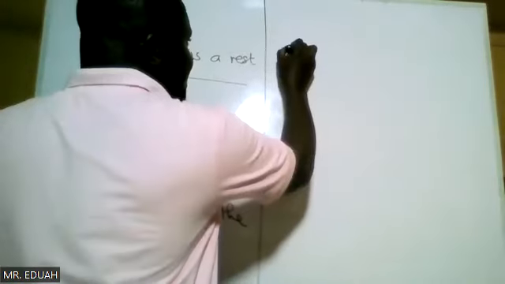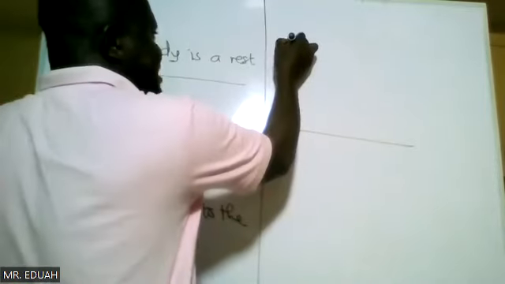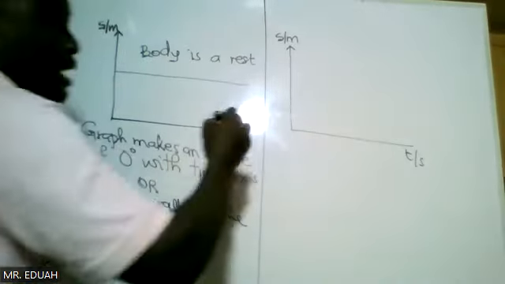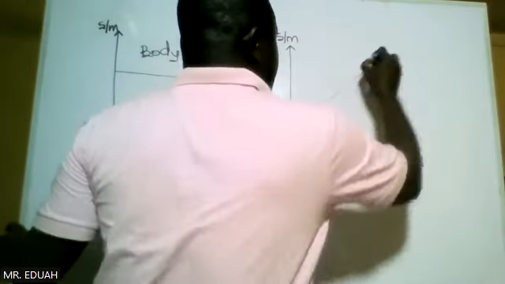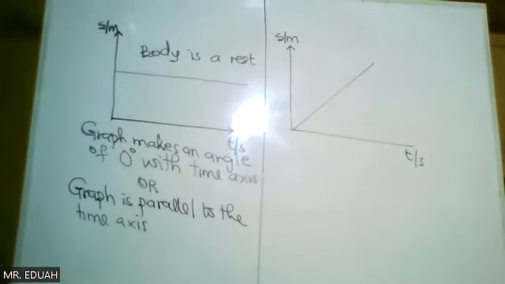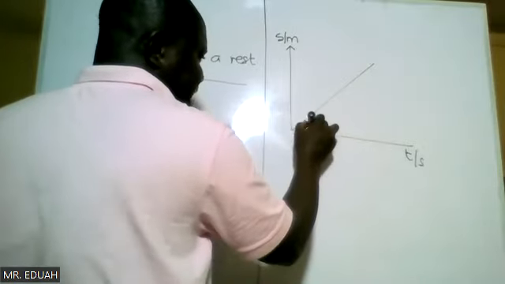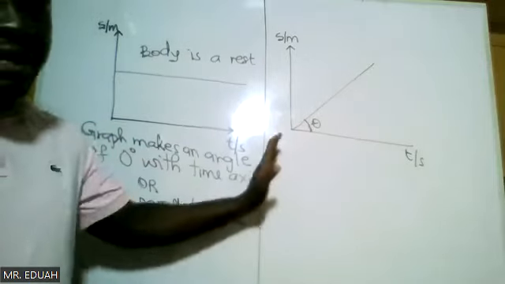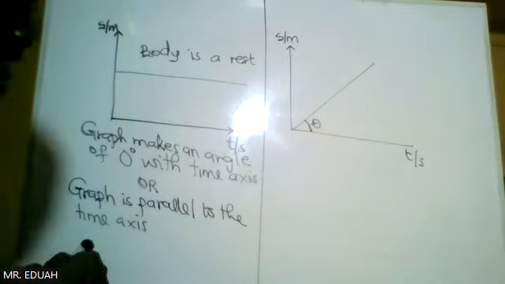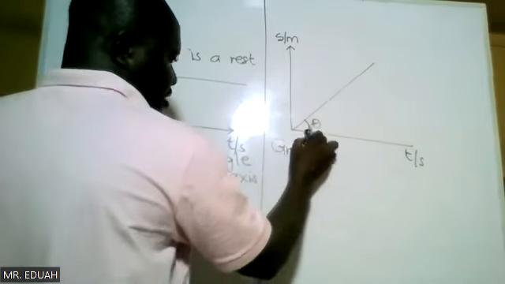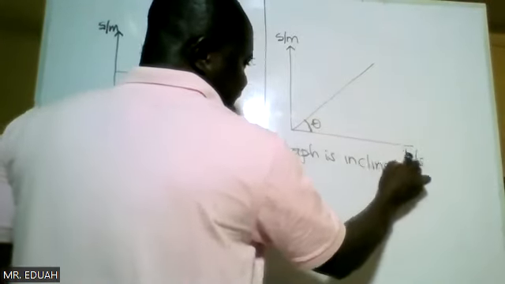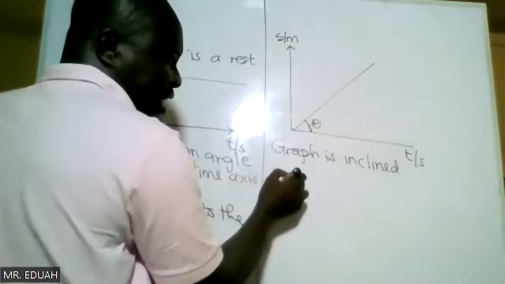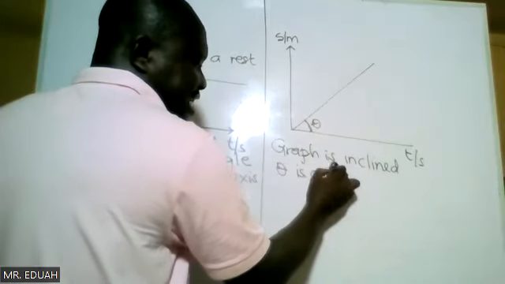Then the same displacement time graph. If we have the motion or the graph inclined to the time axis, this is an inclination, this is an angle theta, and this angle is constant. The graph is inclined, meaning it makes a certain angle theta with the time axis. And this angle of inclination theta is constant. The value is the same.